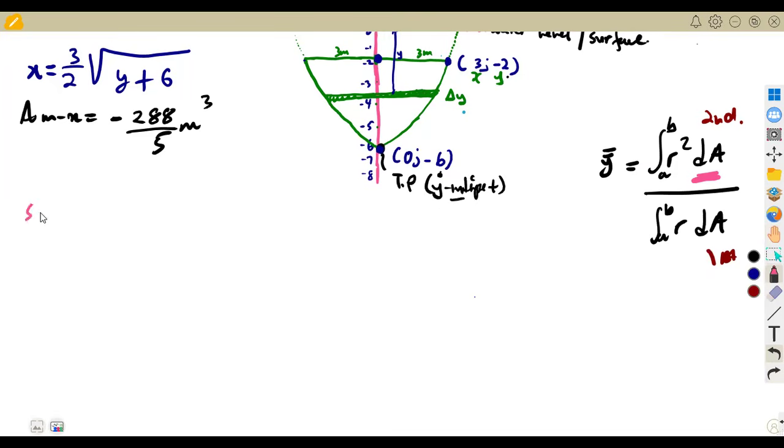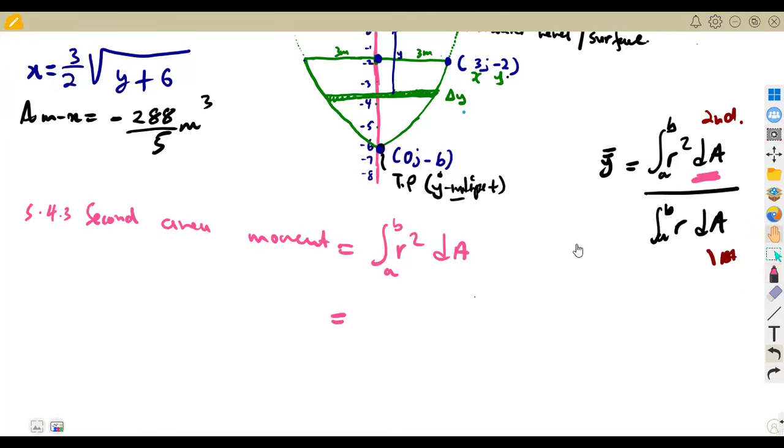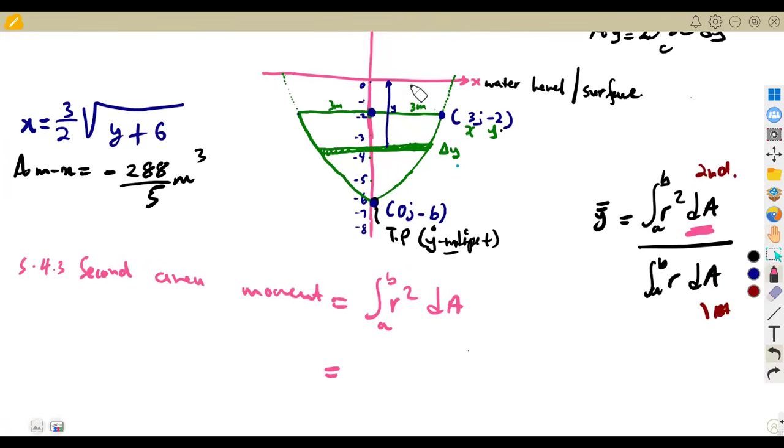that's 5.43. All right, so you're going to have the second area moment. We are given this formula as the integral of r squared dA with our limits taken from A to B. And I explained that r is the distance from the x-axis, which means we are talking about y. But this time it's y squared. So this is going to be the integral from A to B of y squared.